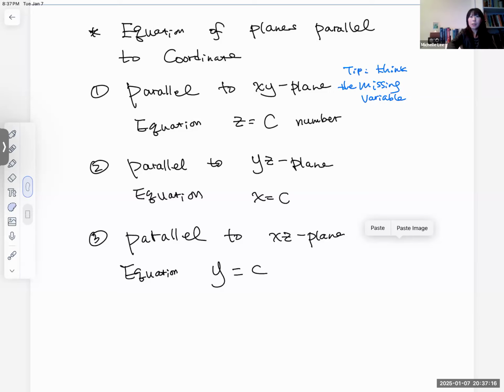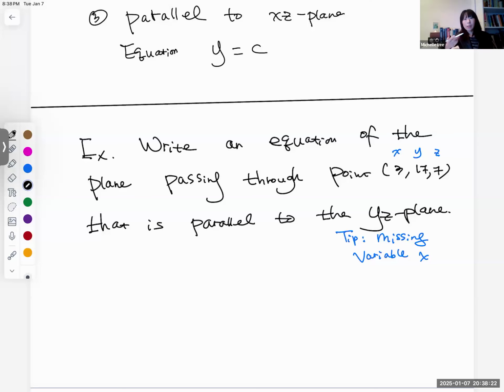Okay, so let's do an example. Let me copy the questions here. Okay, so write the equation of the plane passing through the point 3, 1, 7 that is parallel to the YZ plane. Then what is the equation? Good job. X equal to 3, right?